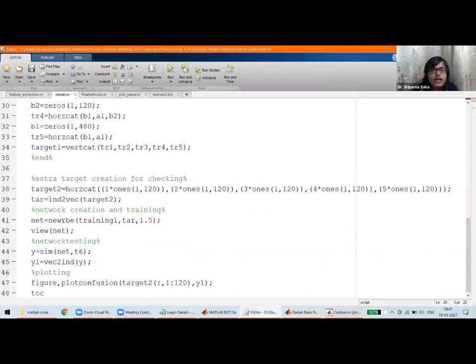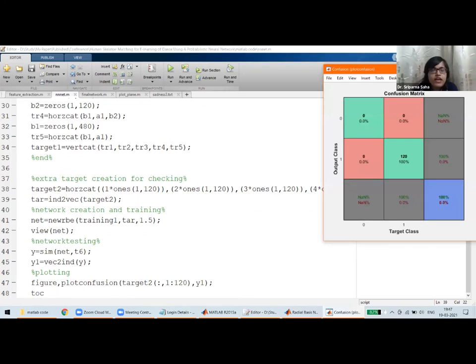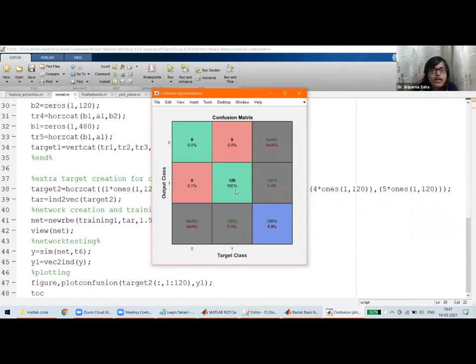In MATLAB, how can you generate the confusion matrix? This is plotconfusion, by which you can get the confusion matrix. This is a randomly generated case, so this is the 0% or here the 100% case. Do not get confused by that. This is a randomly generated confusion matrix. That is the target class, that is the actual, and the output class, that is the predicted class. By that, the confusion matrix is drawn.